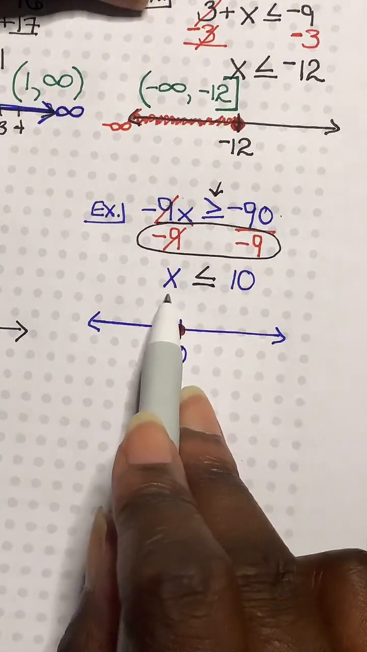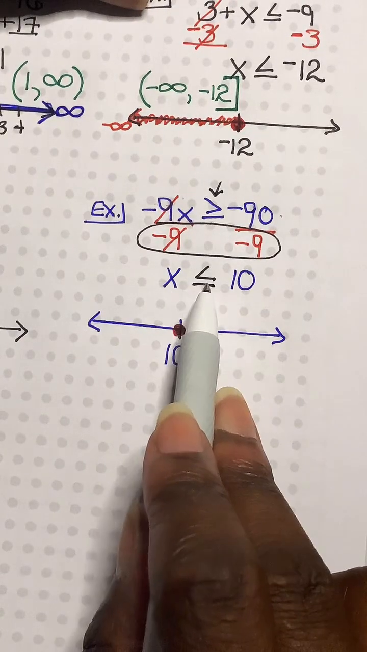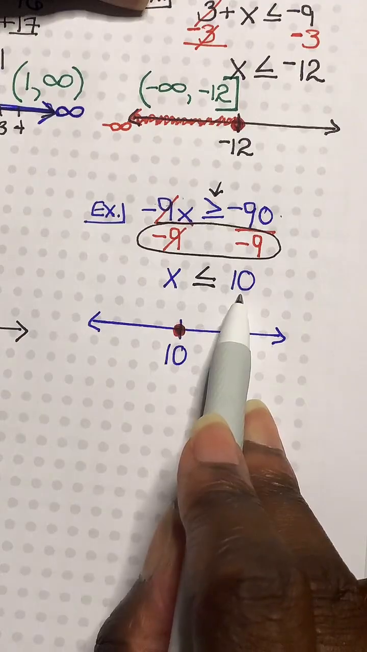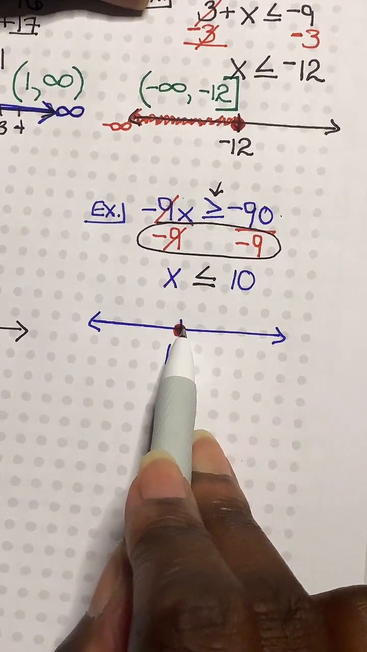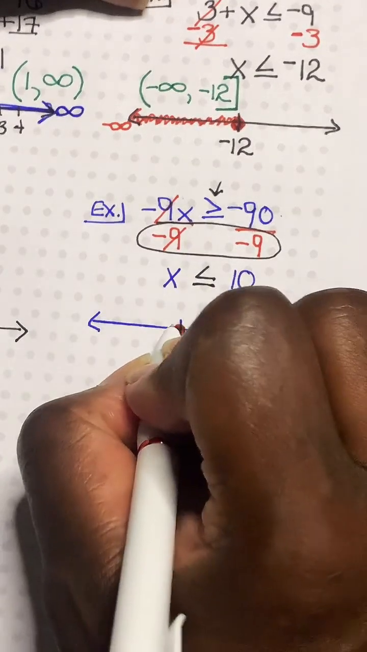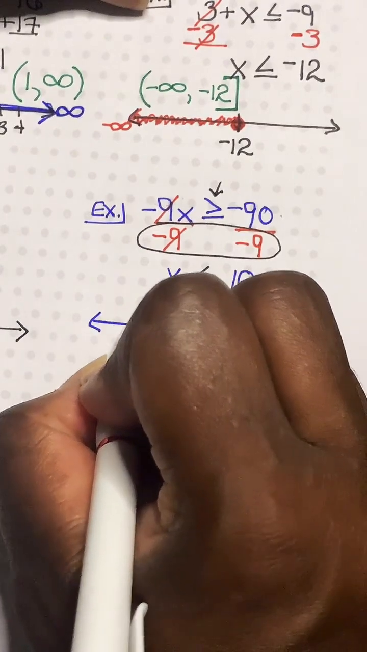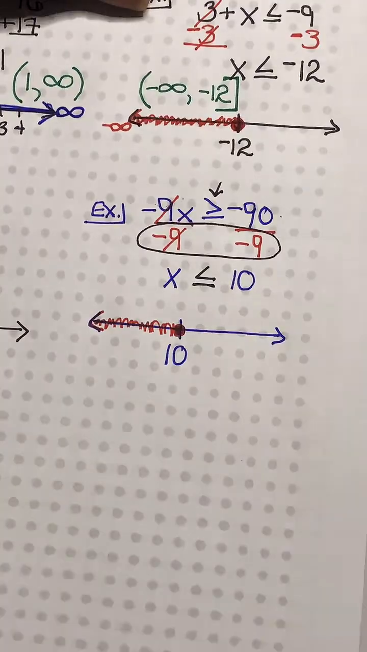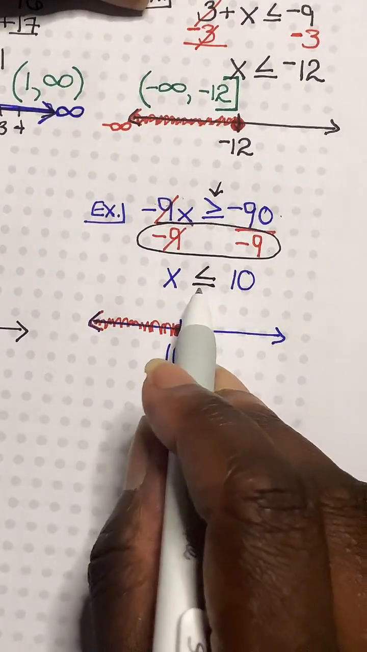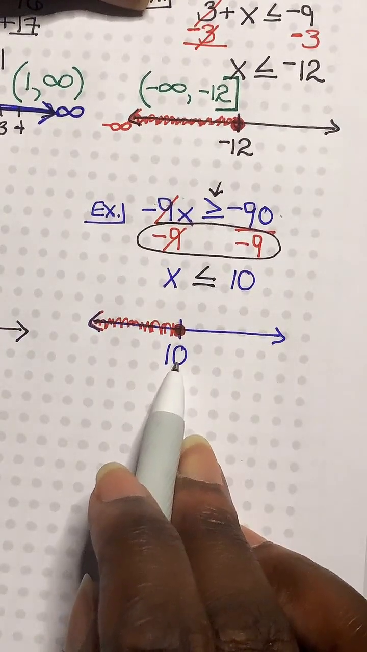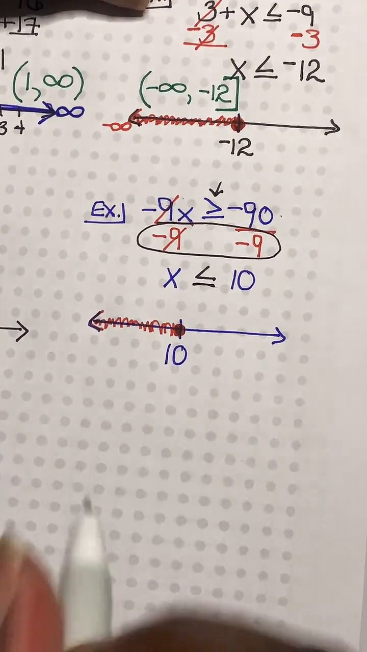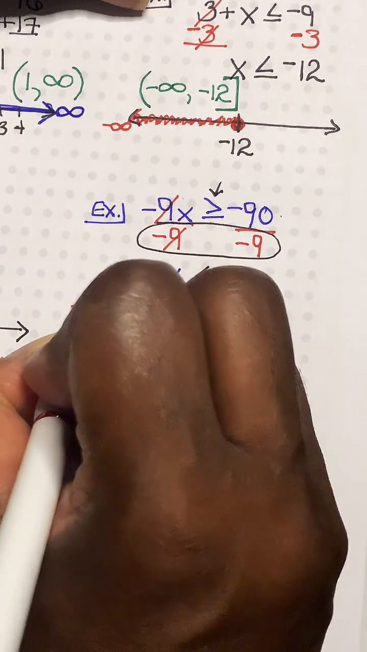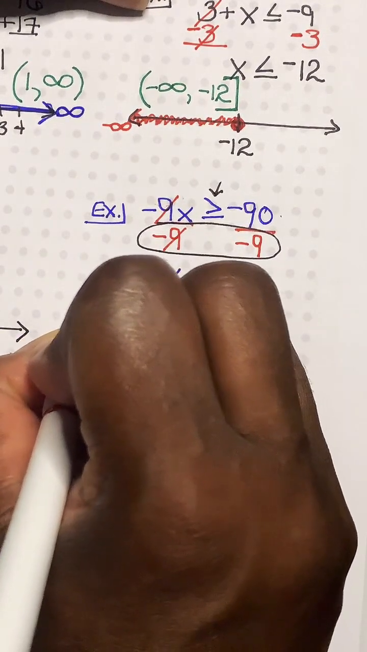So now I have to ask myself, x is less than or equal to 10. So that means I'm dealing with the numbers that are lower and including 10. Okay, when it has a line underneath it, you're also including 10. So this is going all the way to -infinity.